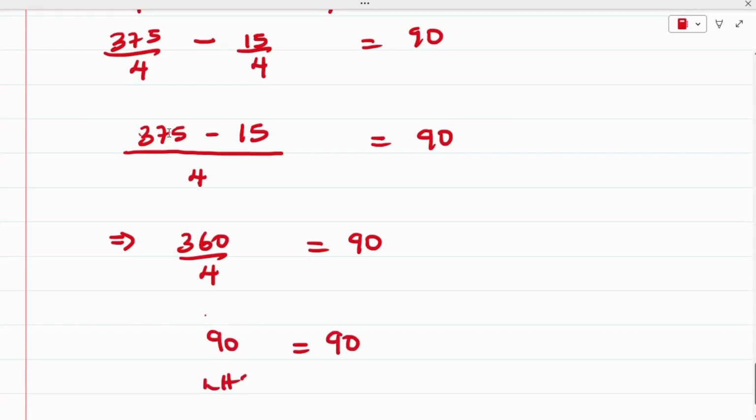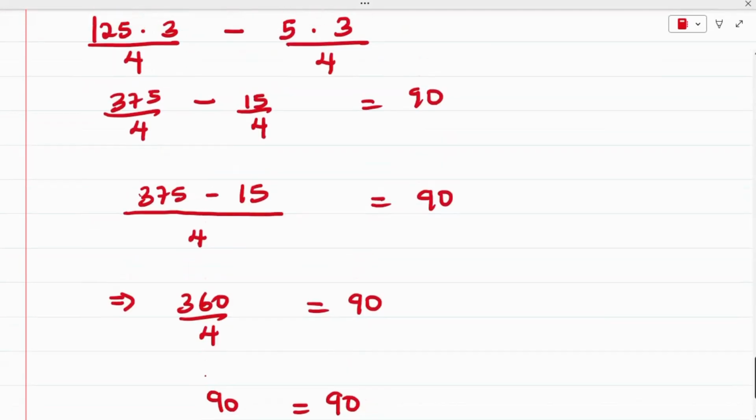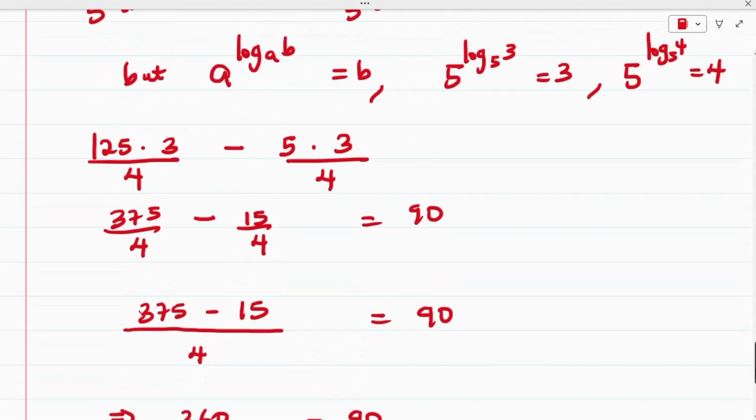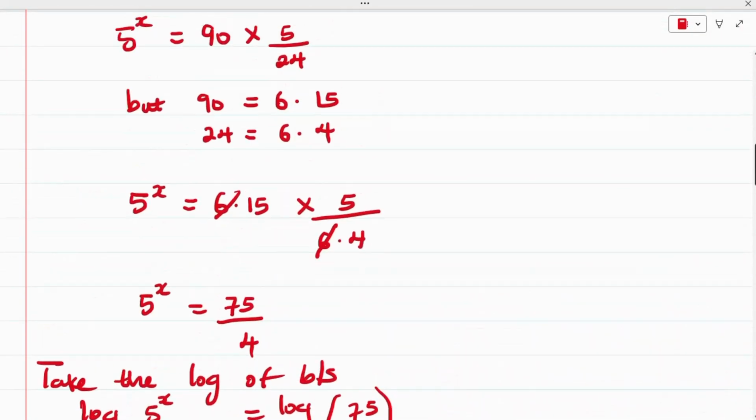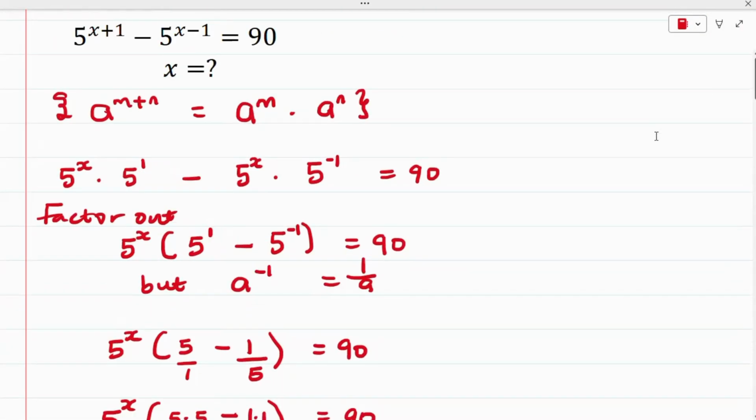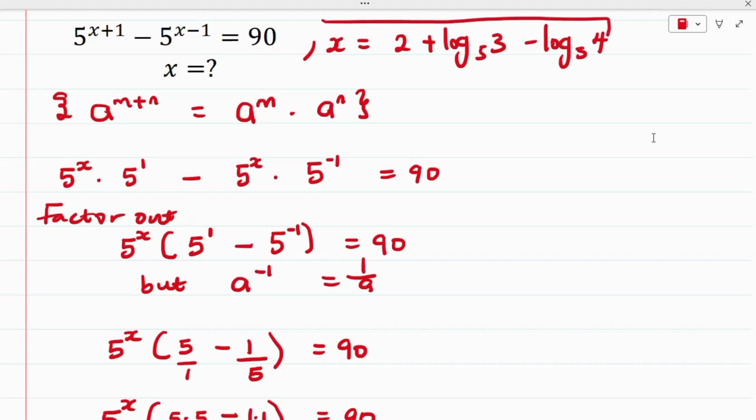90. So the left hand side is equal to the right hand side, and we have been able to verify this right here. So guys, this is how you can solve this nice exponential maths Olympiad problem, and we have been able to find the value of x, and we have the value of x to be equal to 2 plus log 3 base 5 minus log 4 base 5, and this becomes the final answer.